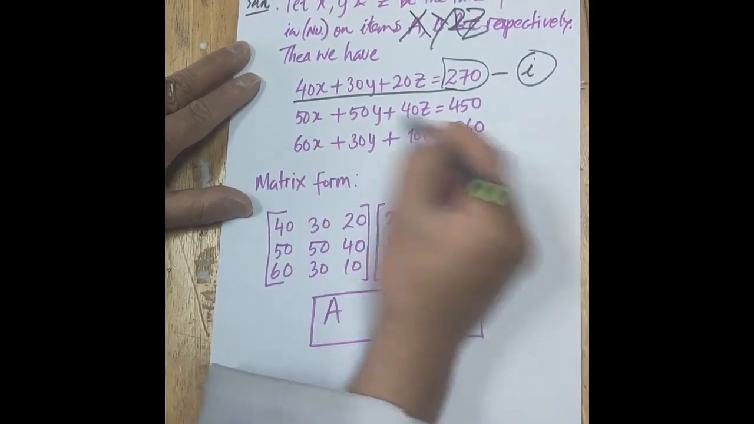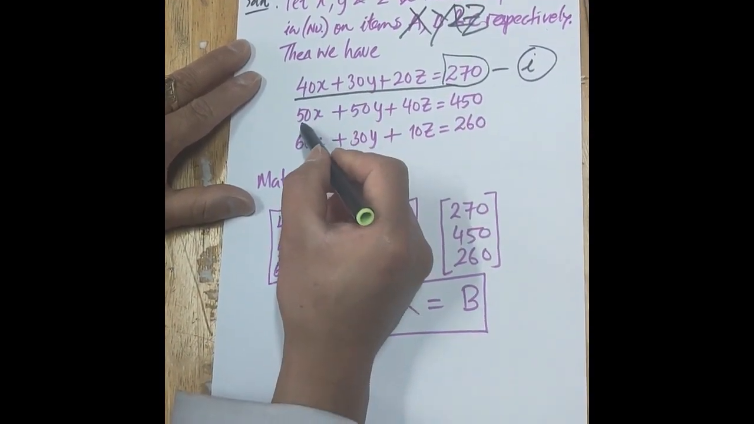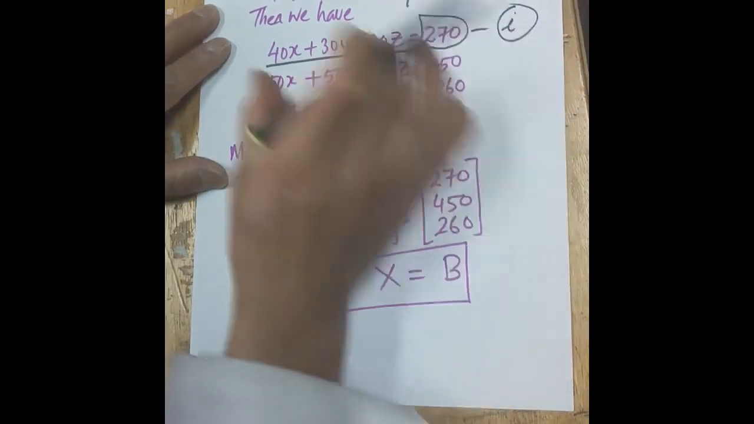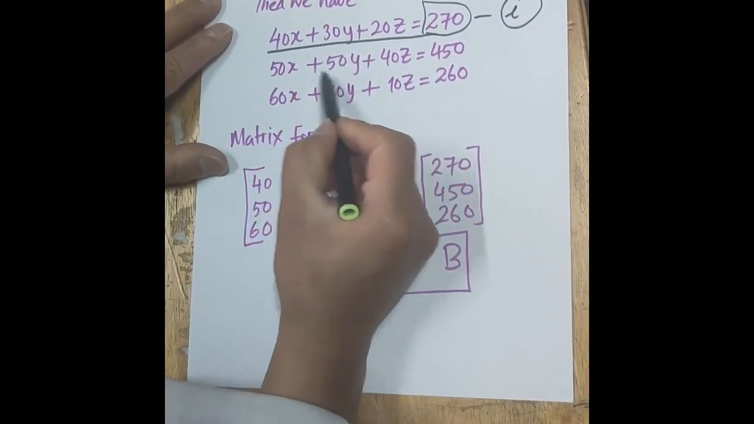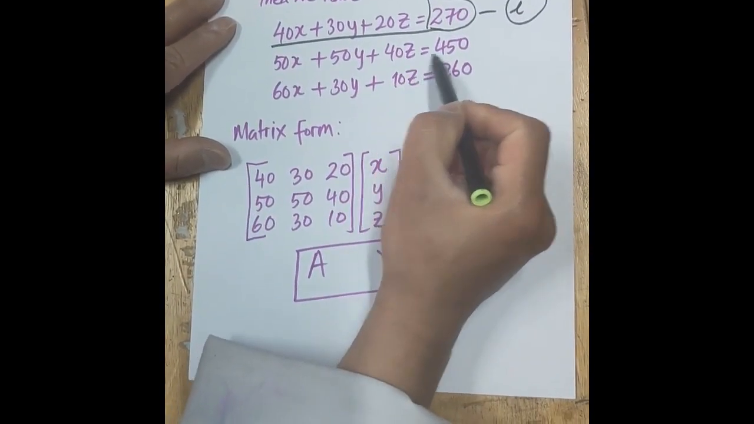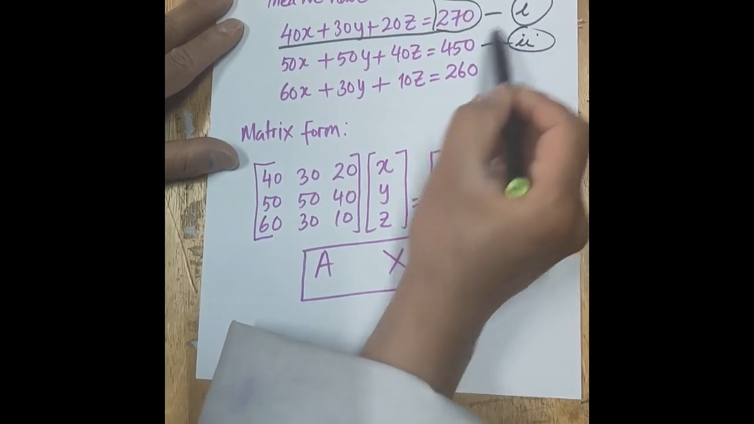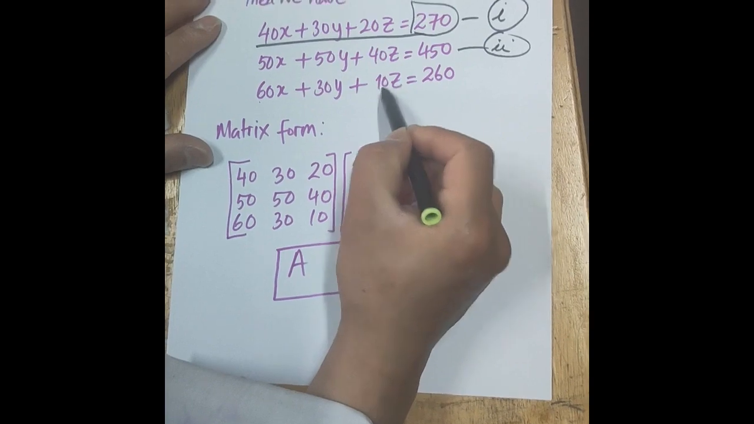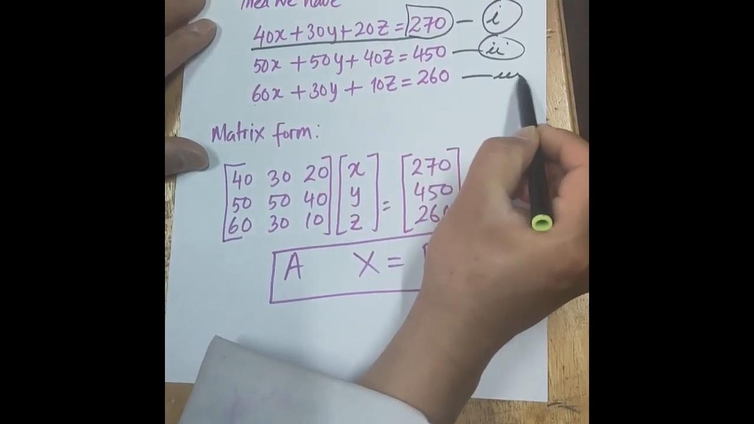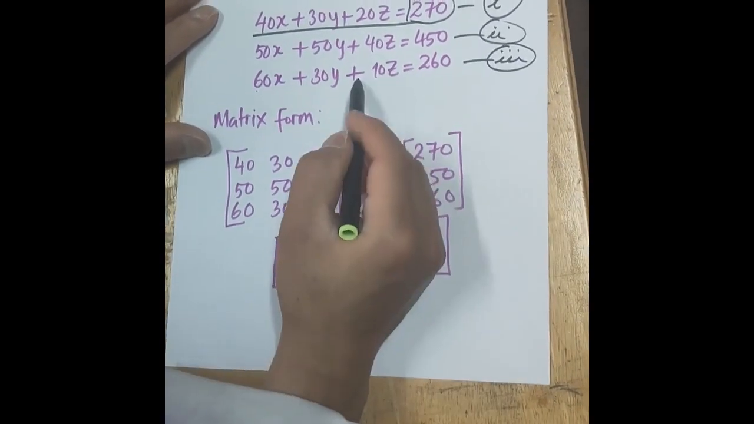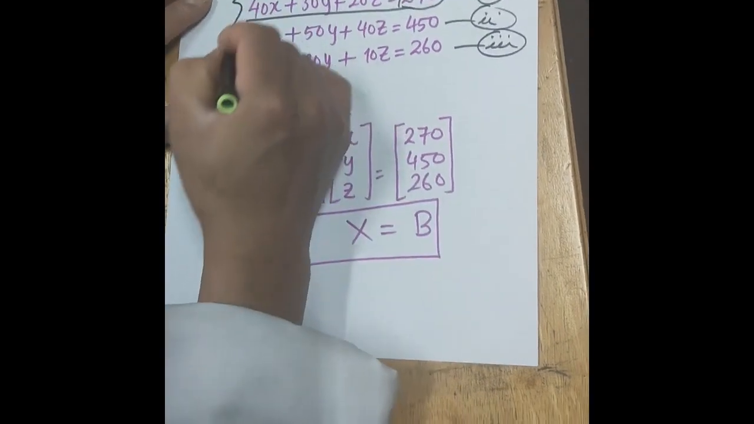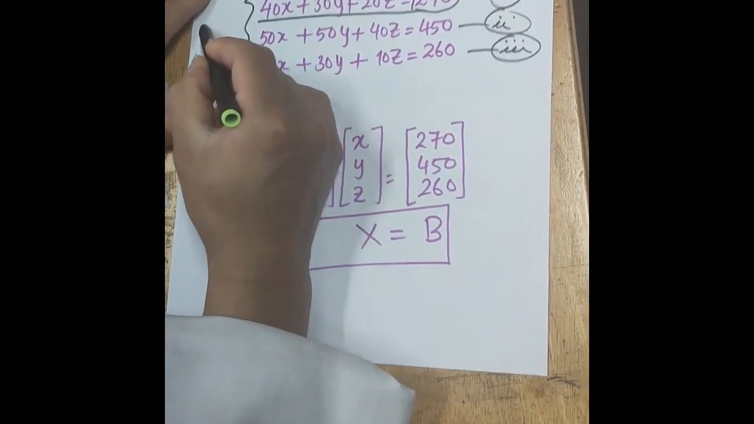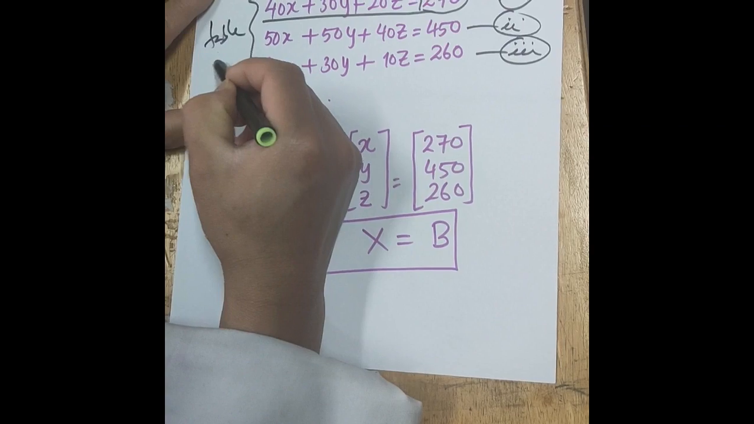The second equation is similarly obtained using the information given in the table in the question. You have 50x plus 50y plus 40z equals 450. And the third equation is 60x plus 30y plus 10z equals 260. This is our third equation. These equations are obtained directly from the given table in the question.